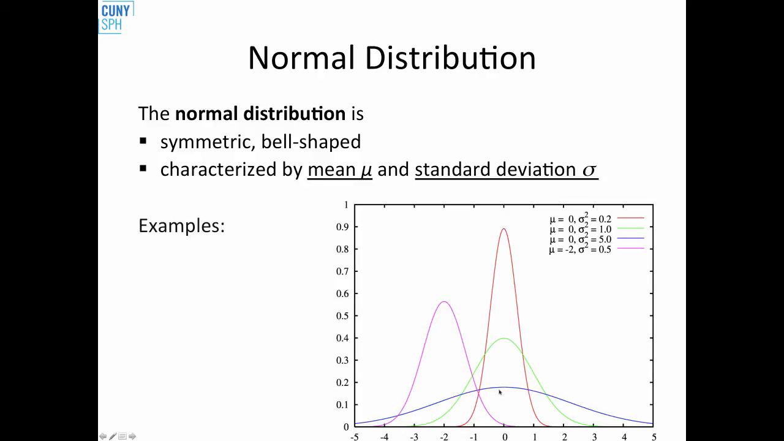These three curves here all have a mean of 0, but the second one, the green one, has a standard deviation of 1. Sorry, these are the squares of the standard deviation, the variance. And this third one has a variance of 5. So you can just see how increasing the variance increases the spread of this bell-shaped distribution. And the fourth one has again a variance of 0.5, but is shifted over to the left by a negative mean.